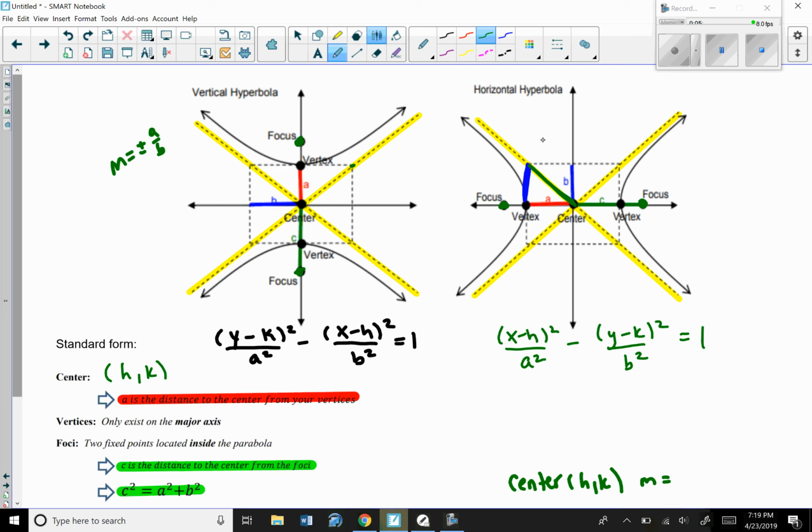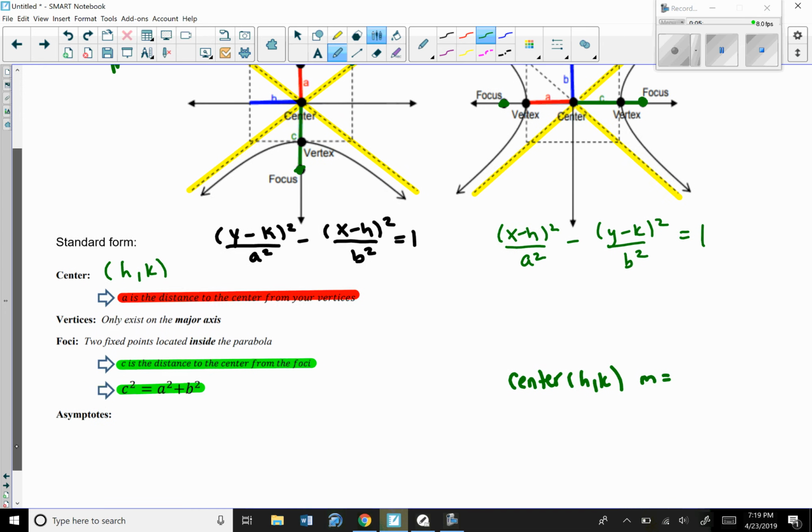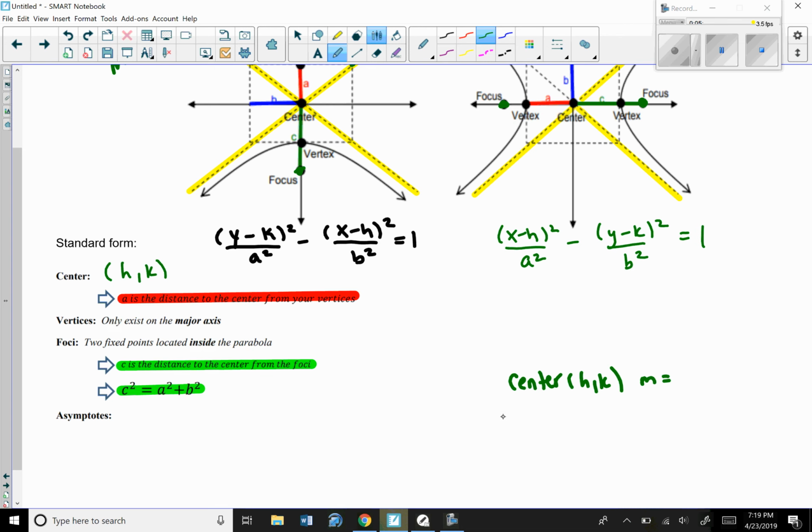For horizontal, instead of up a, now we're going up b and over a, so the slope of the lines for these asymptotes would be m equals plus or minus b over a. So that means to write the equation of the line, we know the slope, and it contains the point of the center, h comma k, so we can use point slope form. In this case, we have point slope form, y minus y1 equals the slope, m, times x minus x1.